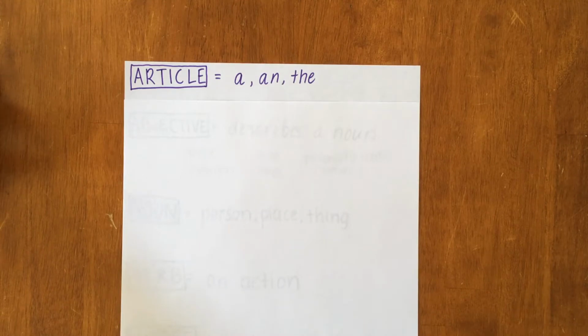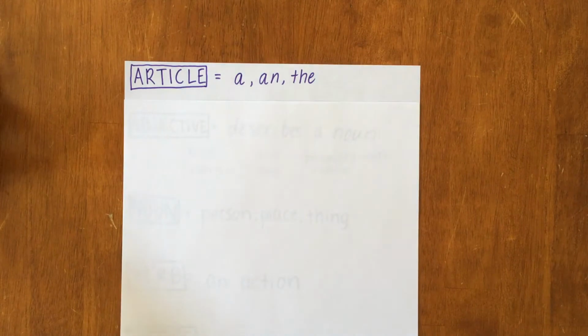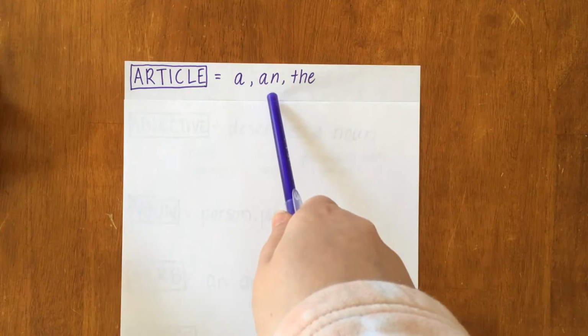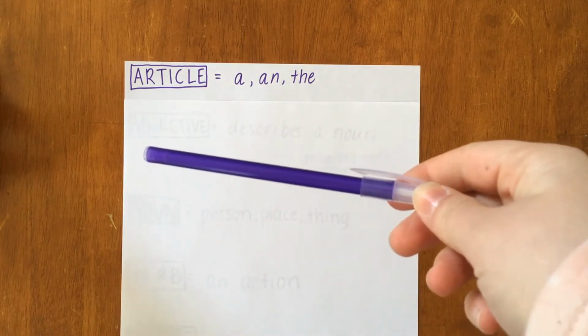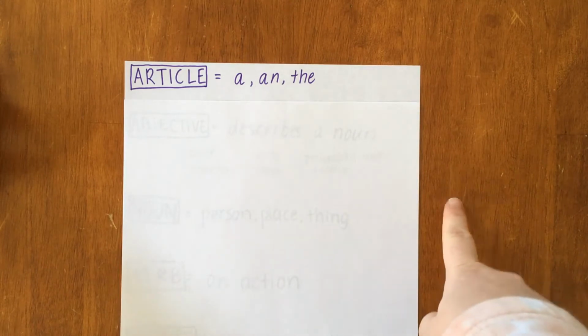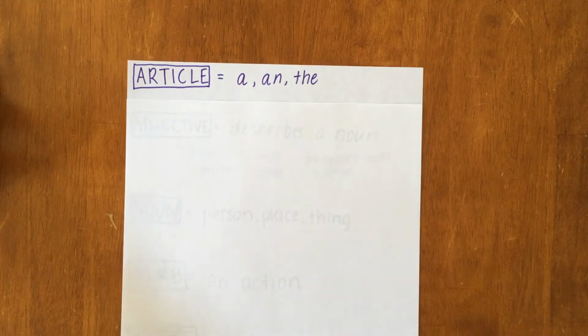The first part of speech we're going to talk about is an article, and this one is really simple. It's small words like a, an, or the that we put at the beginning of a sentence. For example, I could start a sentence with the pen, or the table, or a paper. So that's how you would use an article. Lots of times it's how we start a sentence.